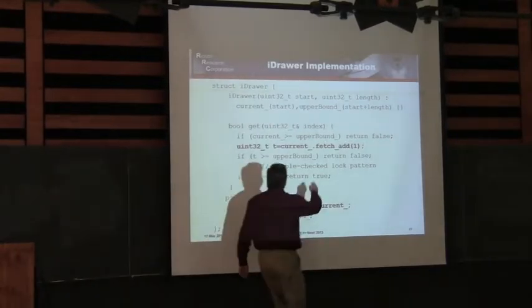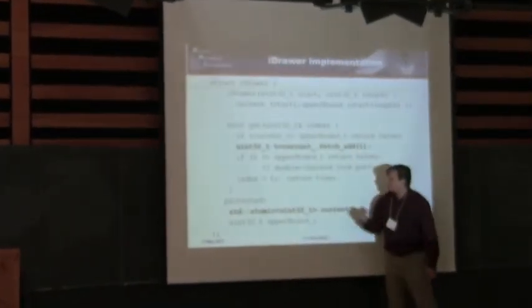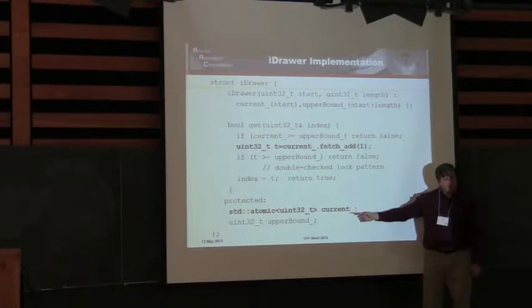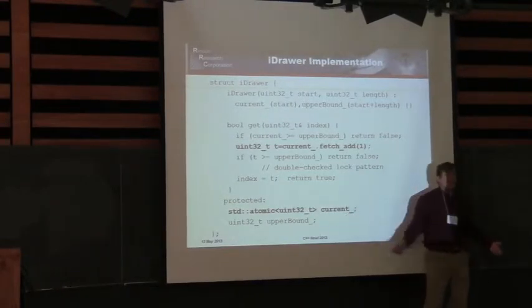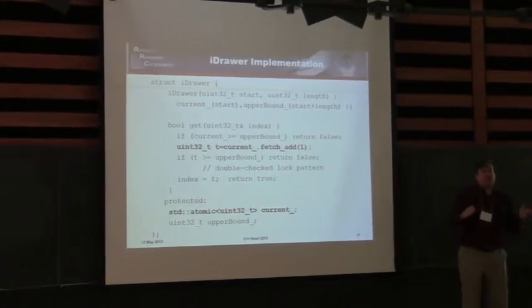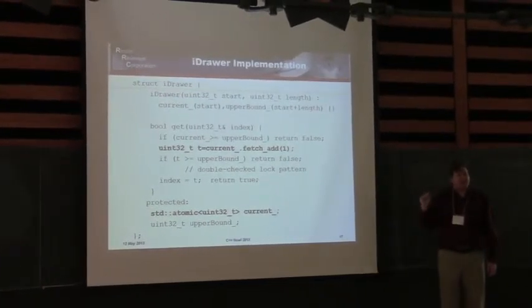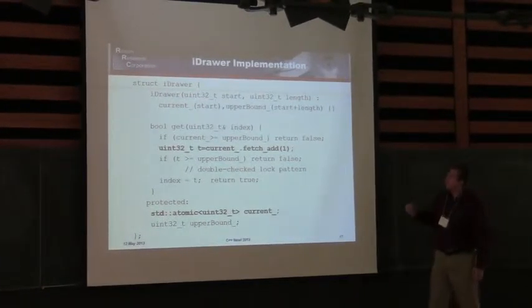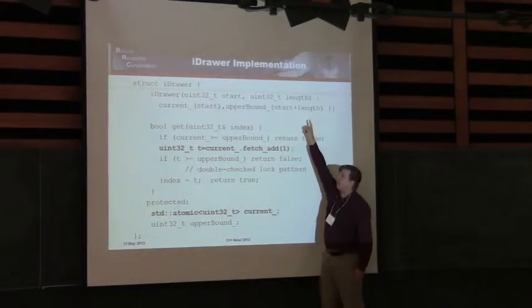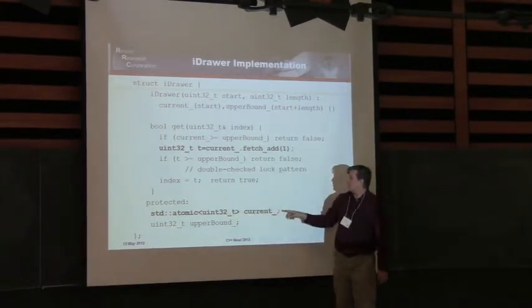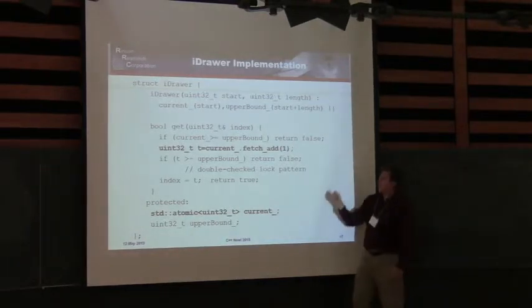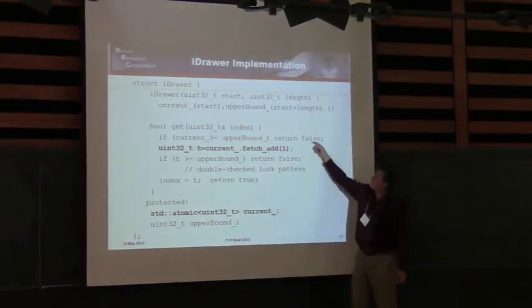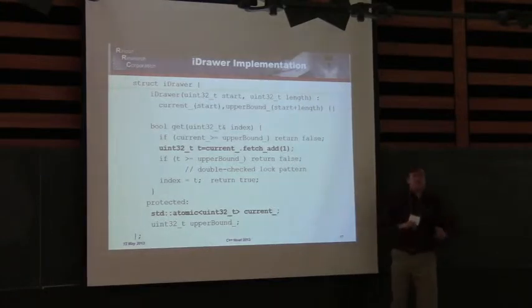All right, here's the constructor, where we basically have two things: the current value of where we currently are in the bag, and an upper bound that we don't want to exceed, right? We want to serve out 0 to 9. We want to make sure at some point we don't go past 9 and serve out 10 or 11. So that's what the start and the length are here. You set current. This is the atomic integer. Here's your upper bound. This doesn't have to be atomic because, as you see, our usage here is simple; we could almost cache it in a register if we absolutely had to.